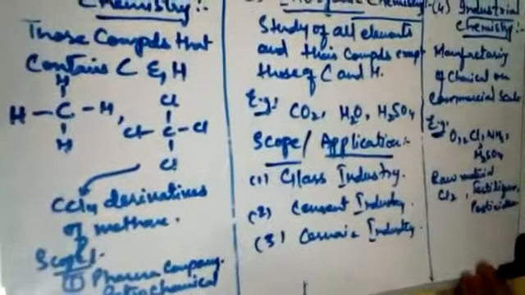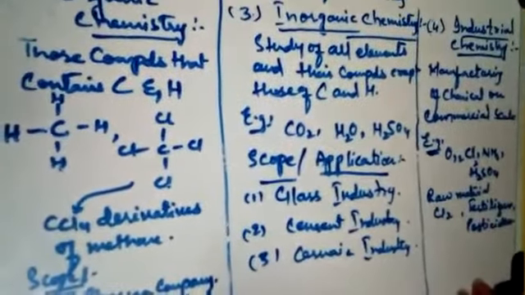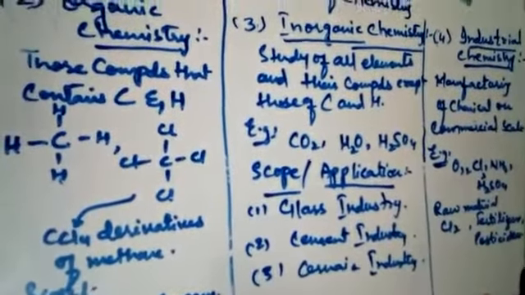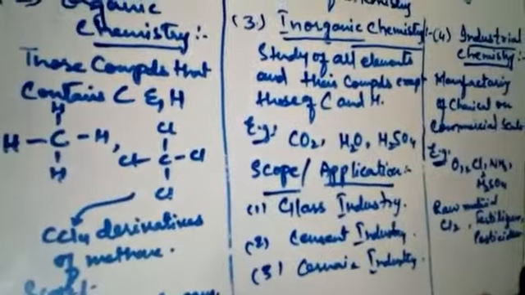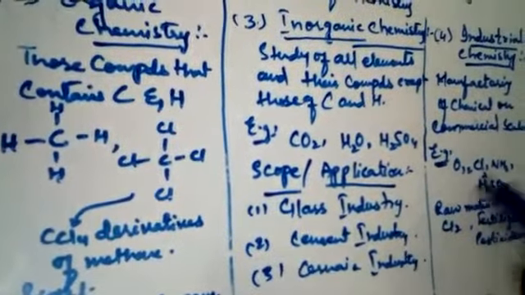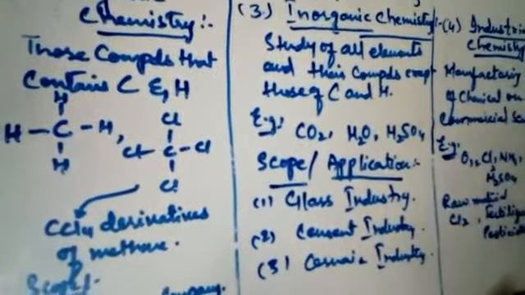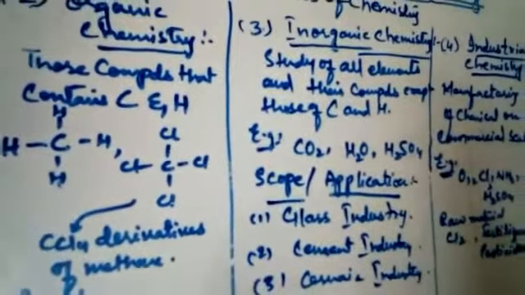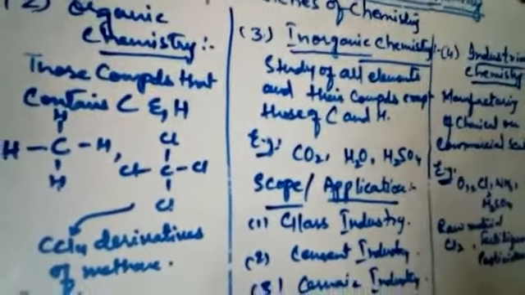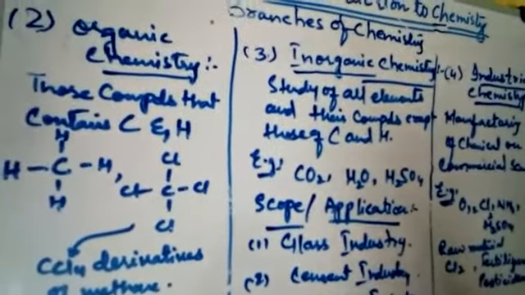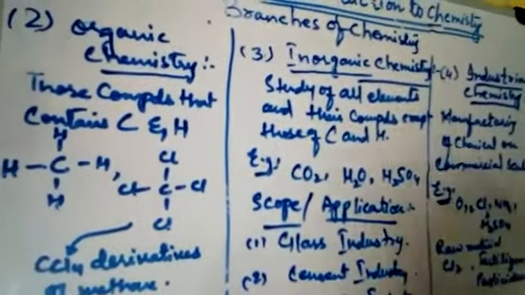Now we are talking about industrial chemistry. Basically, it is the manufacturing of chemicals on a commercial scale. Examples are oxygen, chlorine, ammonia, H2SO4. Basically बच्चों ये जो chemicals हैं ये बहुत huge condition में, huge commercially scale पर बनाए जाते हैं. There are so many processes.